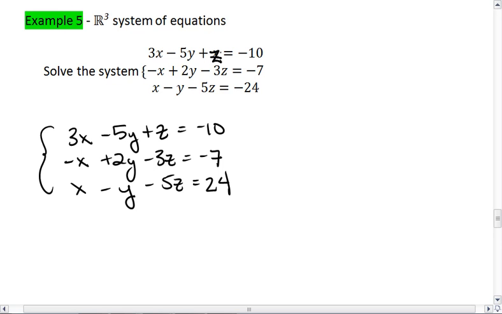Try this one on your own first. Fiddle with it, play with it, see what you get, and then when you're ready, resume the video to check your solution.